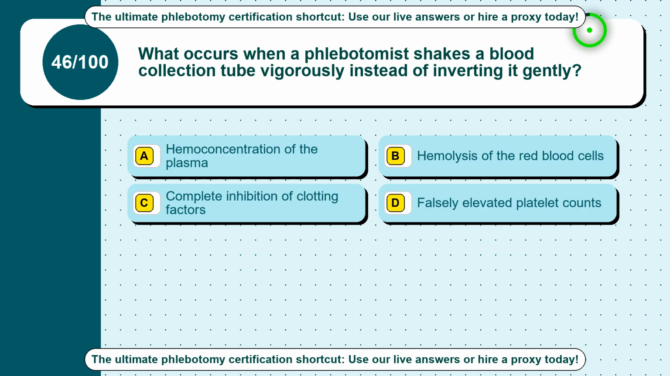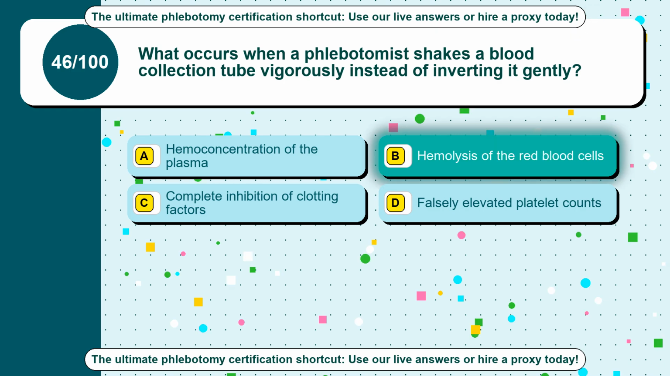Question 46. What occurs when a phlebotomist shakes a blood collection tube vigorously instead of inverting it gently? Option A, hemoconcentration of the plasma. Option B, hemolysis of the red blood cells. Option C, complete inhibition of clotting factors. Option D, falsely elevated platelet counts. The correct answer is option B, hemolysis of the red blood cells.